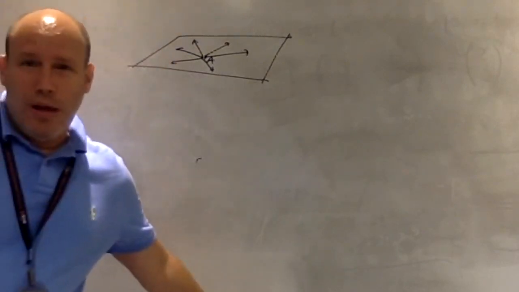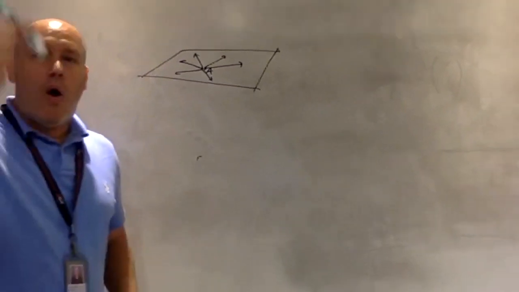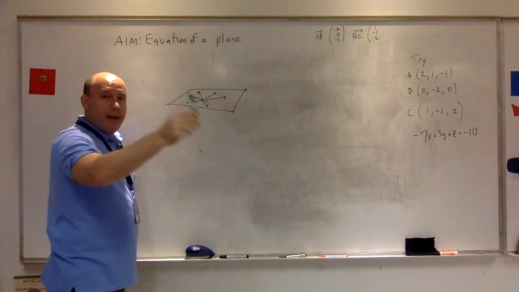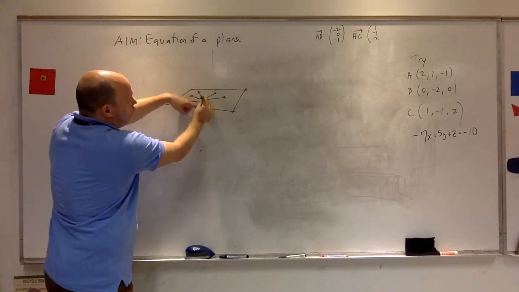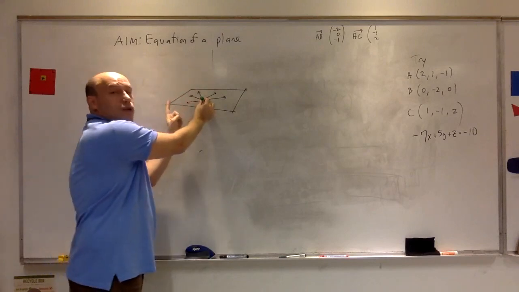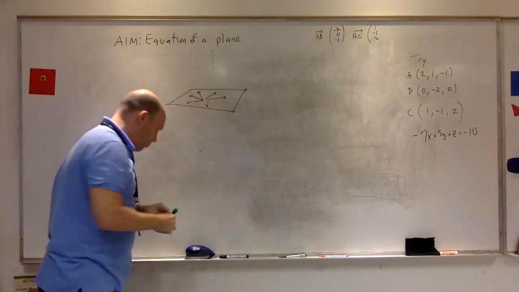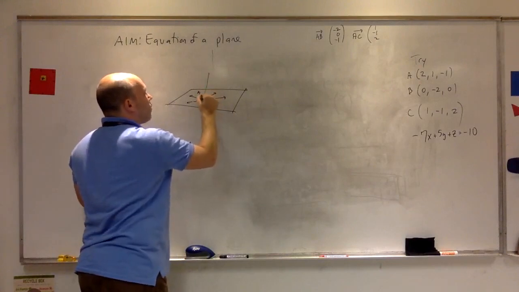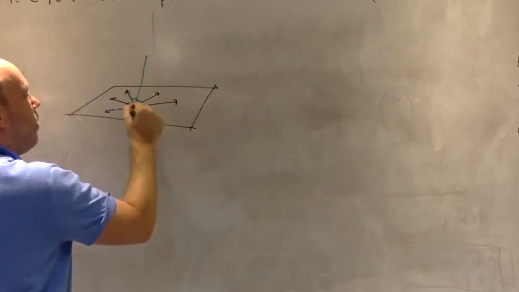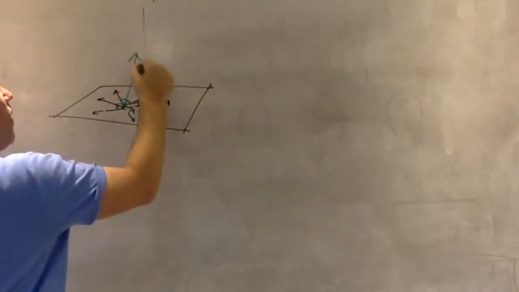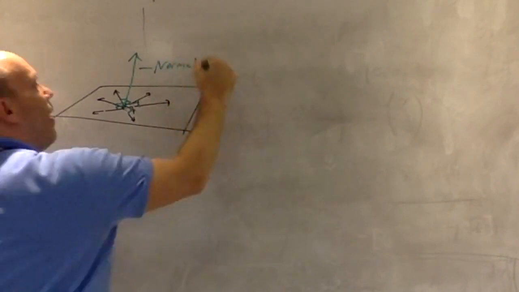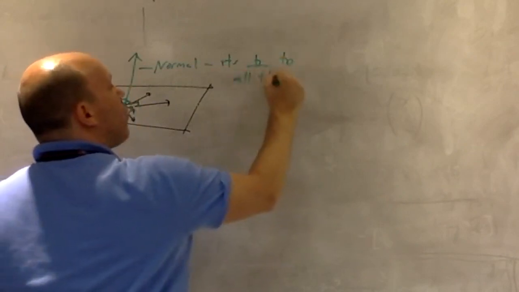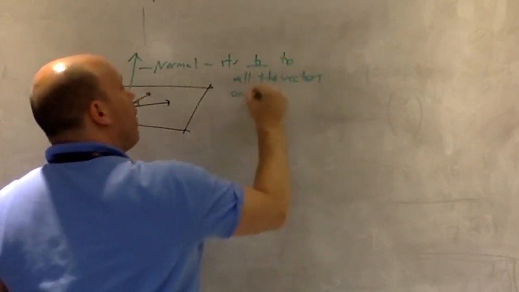Well, if I take this marker, all of these vectors are perpendicular to this vector. If I take this pen and put it on the board, all these vectors I just drew are perpendicular to this vector. They're all perpendicular to the same vector. This vector is called the normal, and it's perpendicular to all the vectors on this plane.